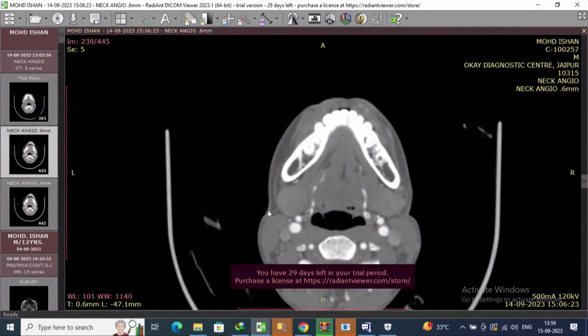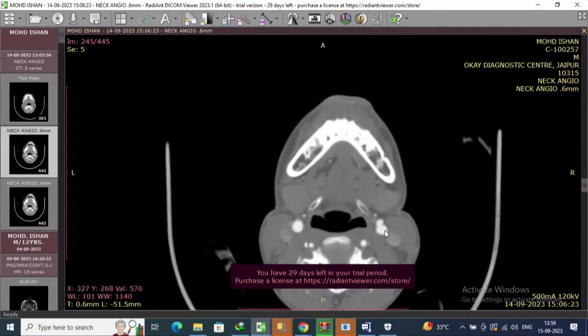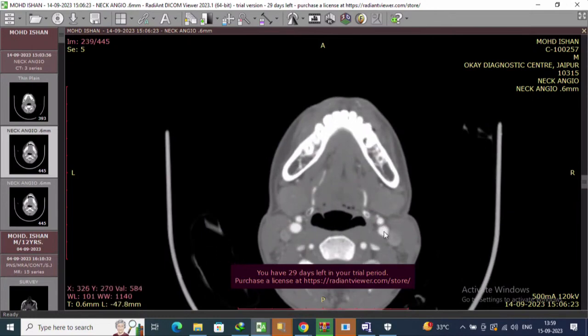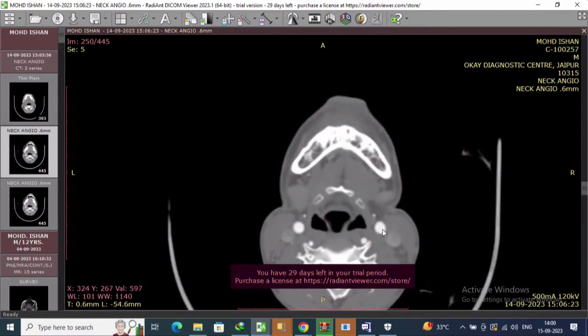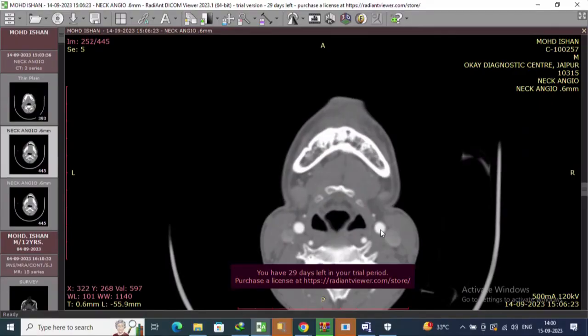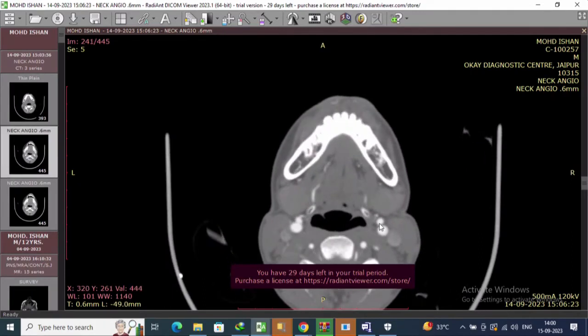Changing the window setting. See, this is external, this is internal. Can you see very clear? Clearly seen. Now see the movement from the external, the external is arising here, and the first branch coming from the external, can you see this? Yes, sir. This is either superior thyroid or ascending pharyngeal.